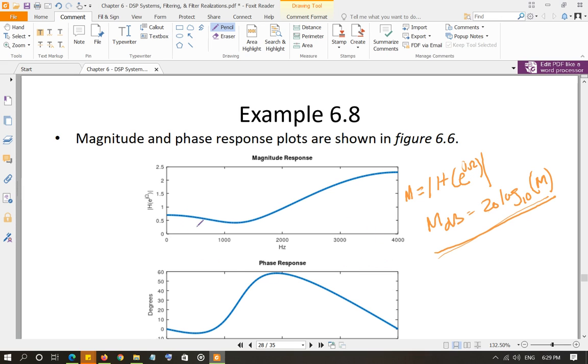So I'm plotting the regular response, not decibel response, versus frequency in hertz, and I'm going up to fs/2 because fs was 8000, so fs/2 is 4000. And from this response you can see it is a high pass filter because low frequencies are suppressed and high frequencies are let go.